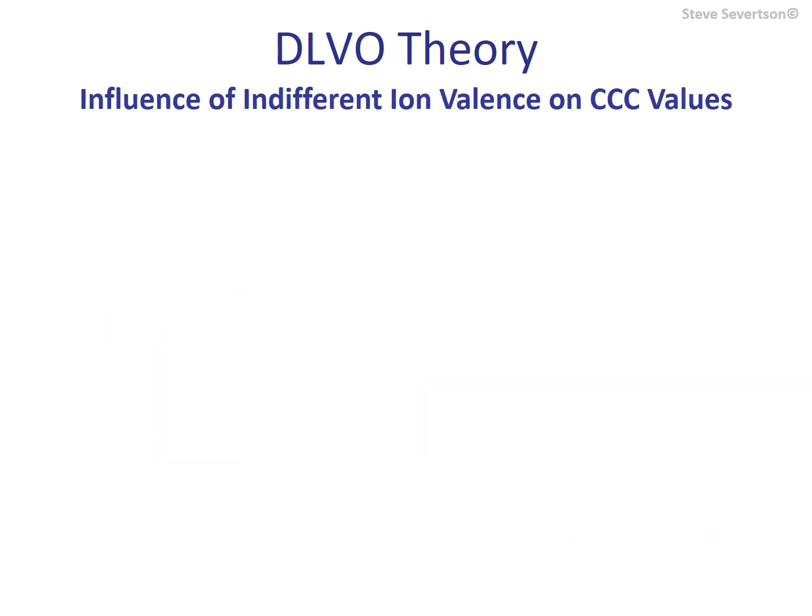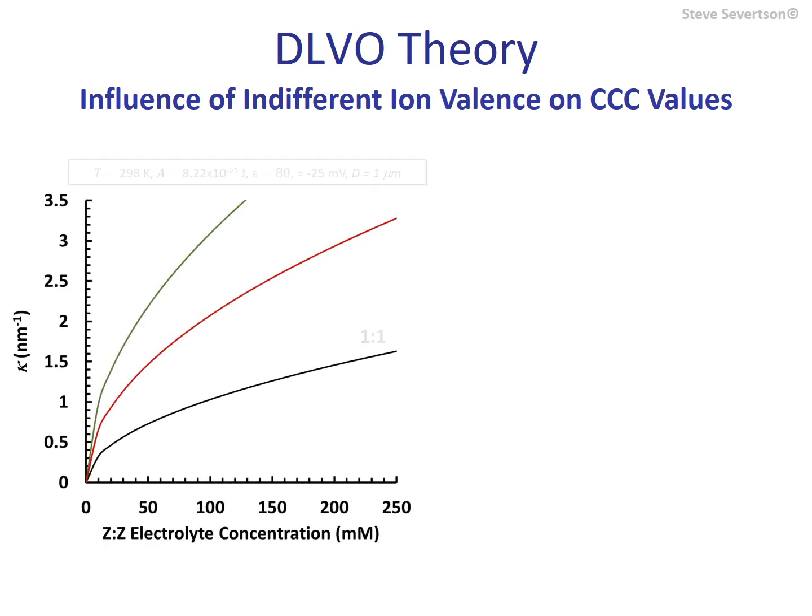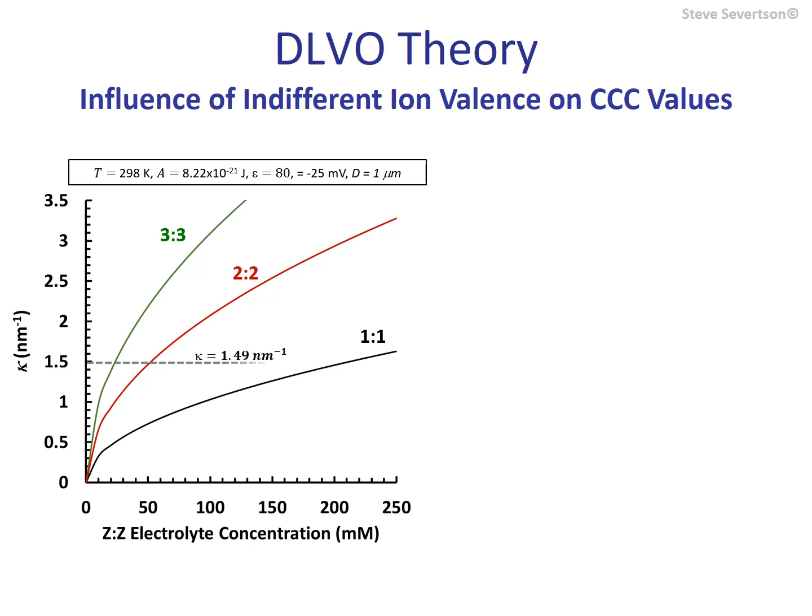Up to now, we've been considering a single symmetric 1-to-1 electrolyte in the system. We will continue to restrict the discussion to a single symmetric electrolyte, but let's look at the impact of changing the valence or ion charge number Z. Using the same base conditions from the previous examples, these plots show the Debye-Huckel parameter as a function of electrolyte concentration for ions of valence 1, 2, and 3. Previously, it was shown that for this system, the critical coagulation concentration for a 1-to-1 electrolyte is 210 millimolar.